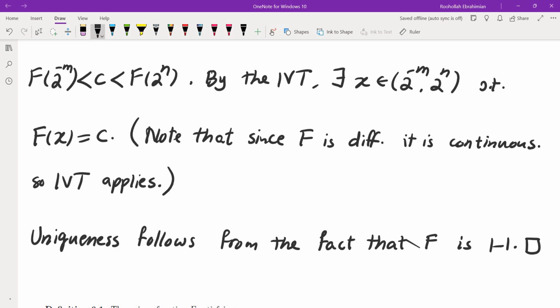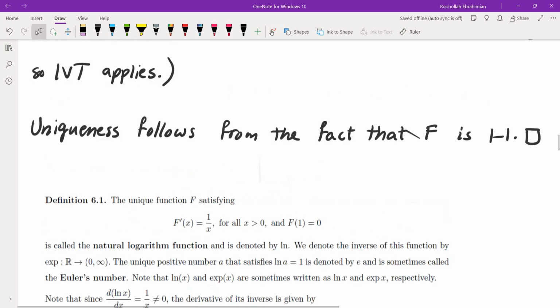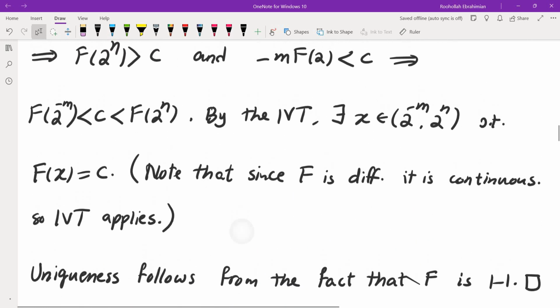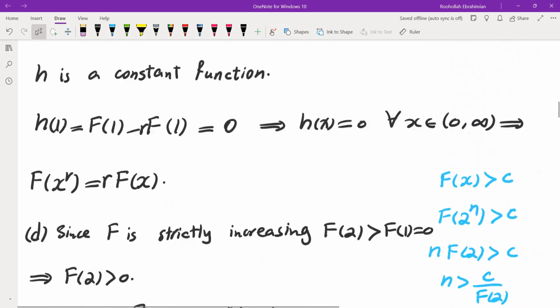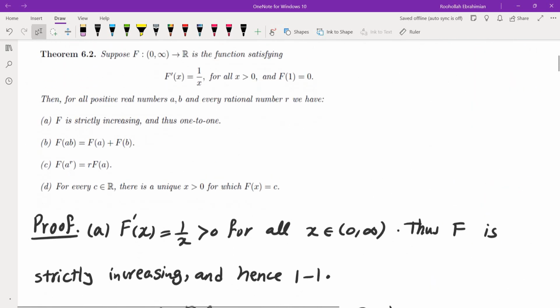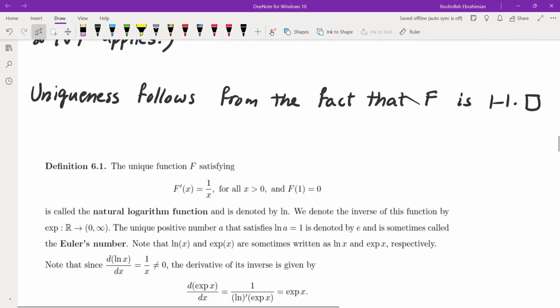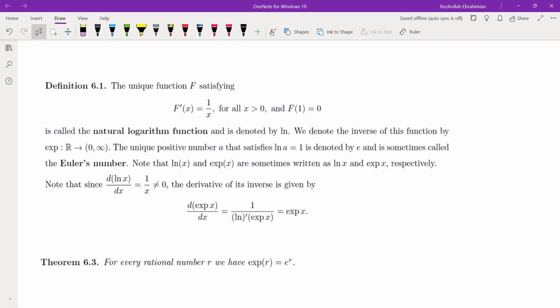Okay, so we're going to move on and talk a little bit more about this logarithm, or this capital F function that we found here. So we showed some of the properties. Now that I am done with these properties, I'm going to use the notation ln of x. And since I know it is a strictly increasing function, I can define its inverse. So the unique function f satisfying f prime of x equals 1 over x for all x positive and f of 1 equals 0 is called the natural logarithm function and is denoted by ln.